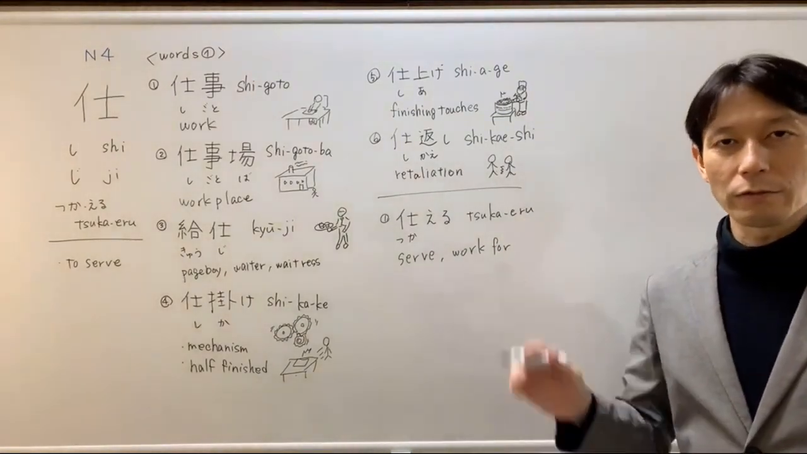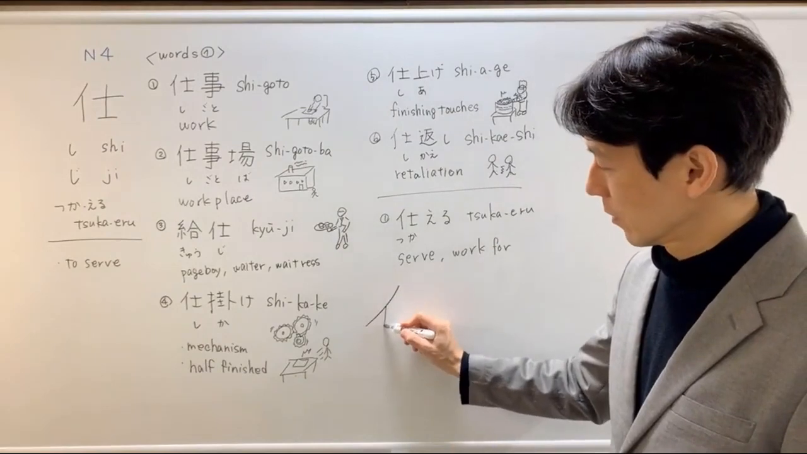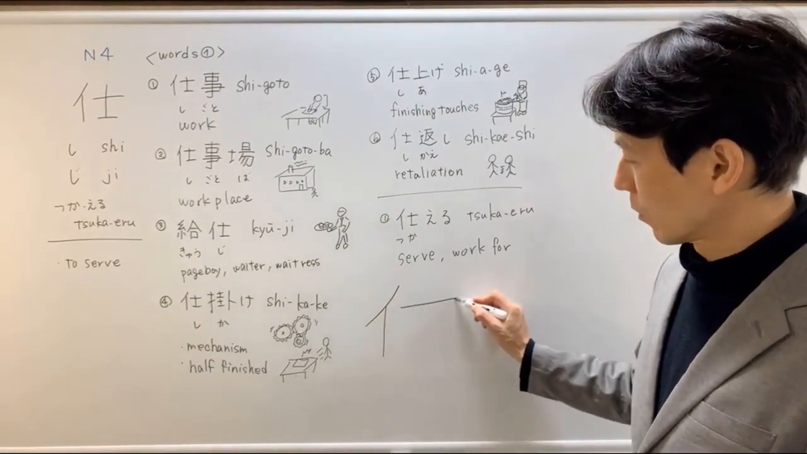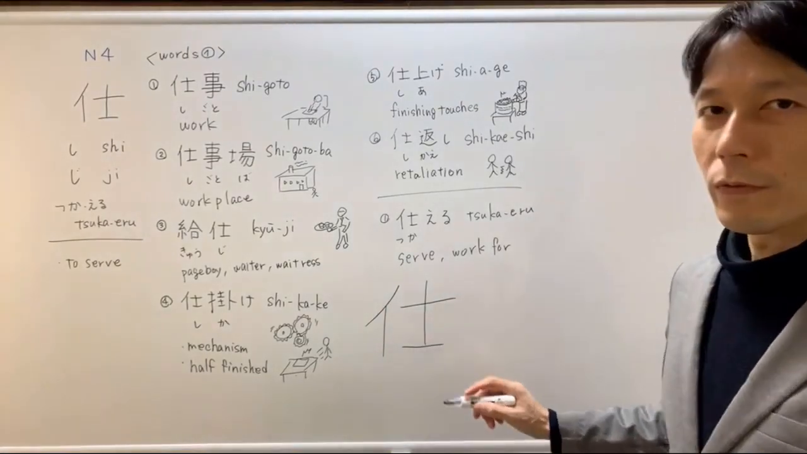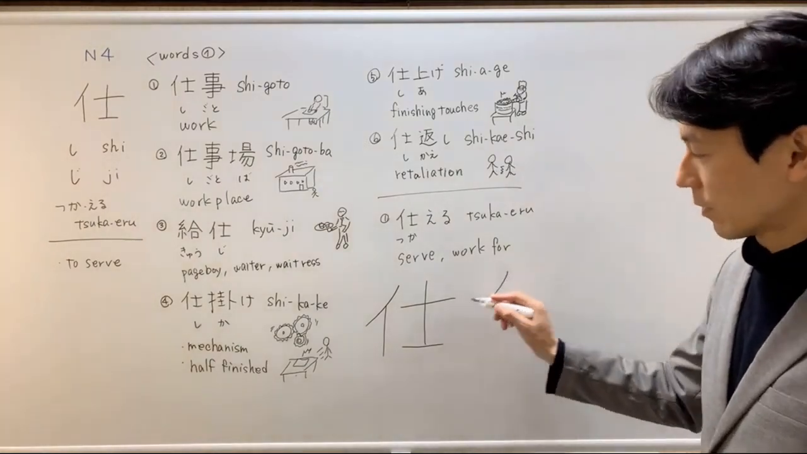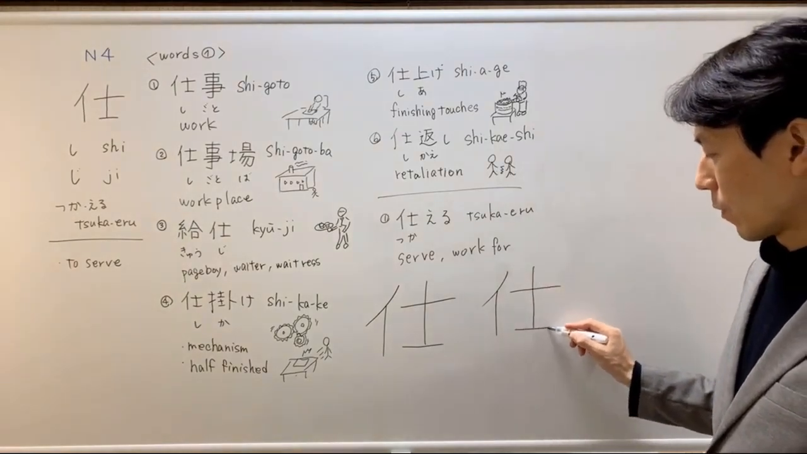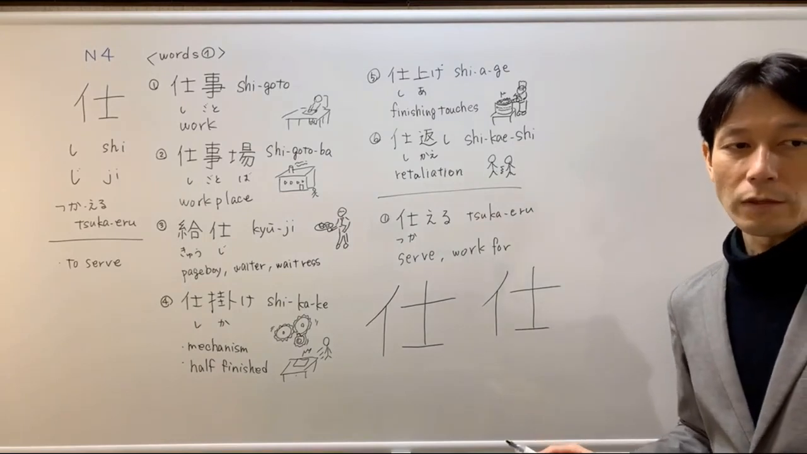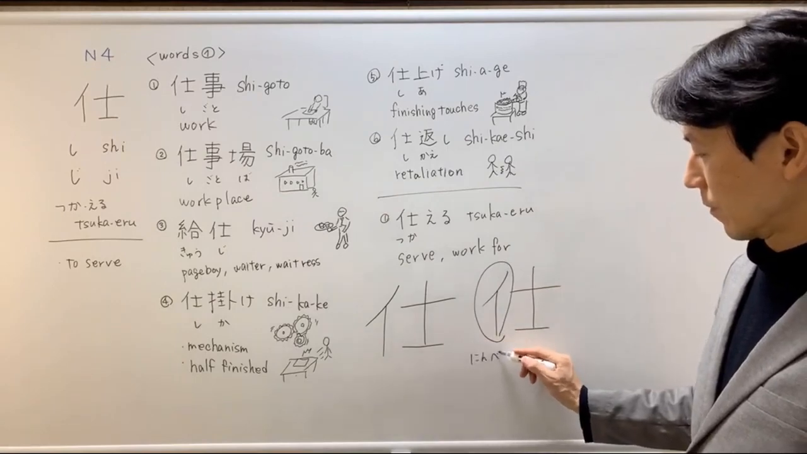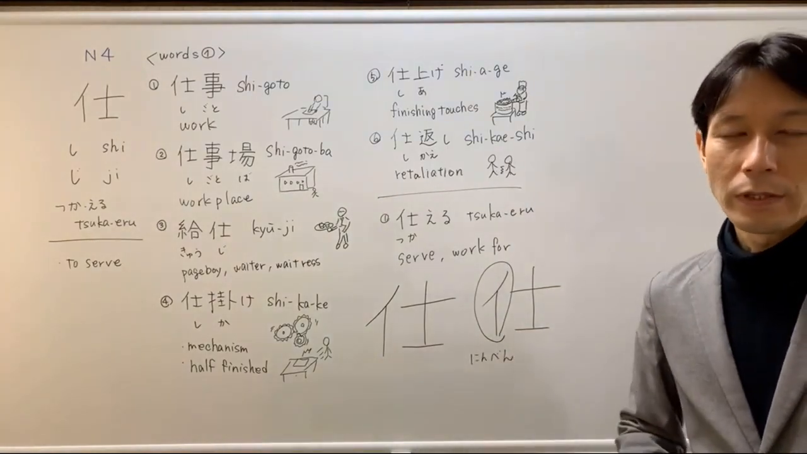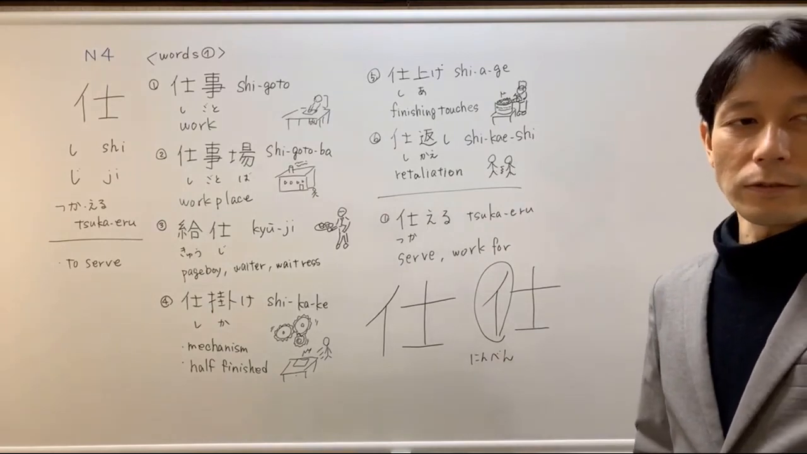Next, I will introduce how to write this character. Let's write it together. One, two, three, four, five strokes. Again: one, two, three, four, five strokes. The radical of this character is nimben, and this radical represents a human or person.